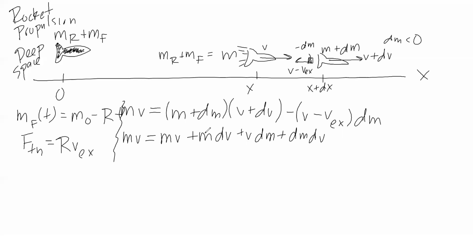We got mv equals mv plus m dv plus v dm plus dm dv. Now, minus v dm plus v exhaust dm. So that is us factoring everything out. This is how conservation of momentum works. And now you can see that there's the parade of cancellations. The mv and the mv can cancel. The v dm's can cancel.